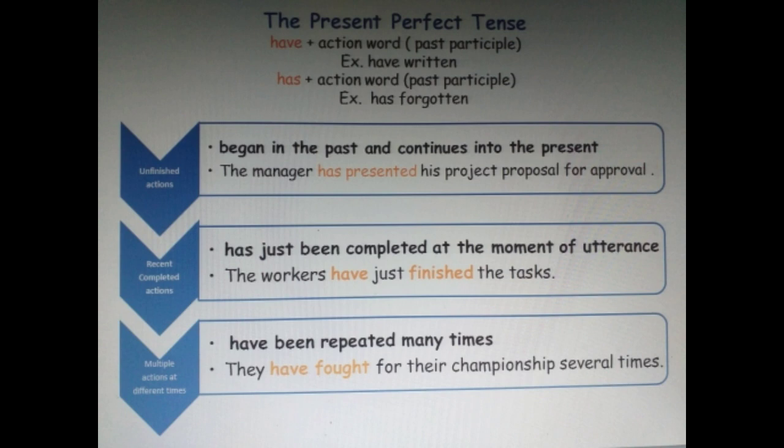Next, verbs in the present perfect tense are also actions which have been repeated many times. So we say in this example, they have fought for their championship several times. Have fought is the present perfect tense of the verb.